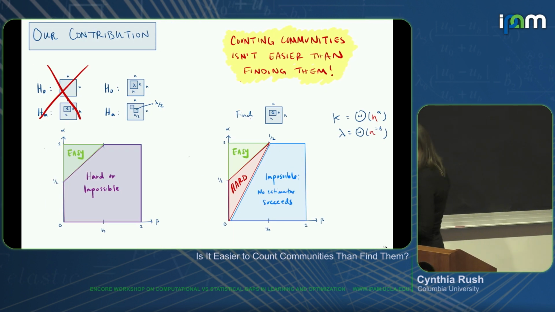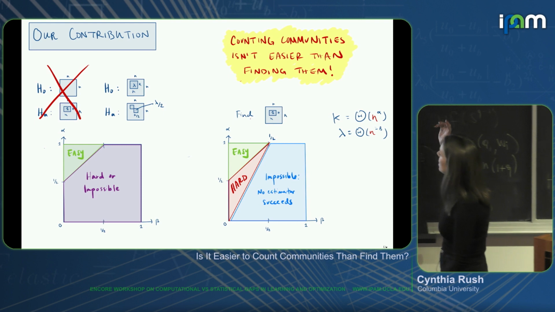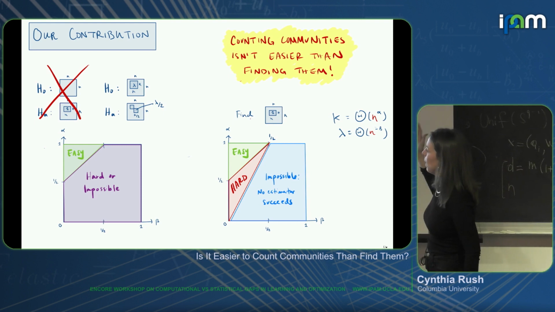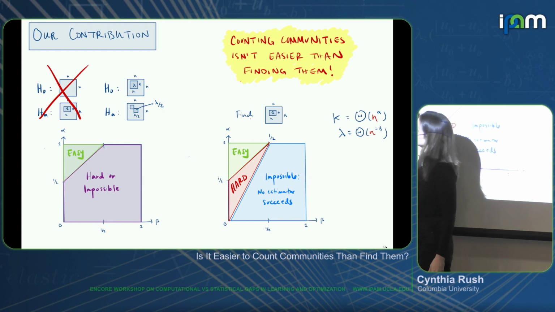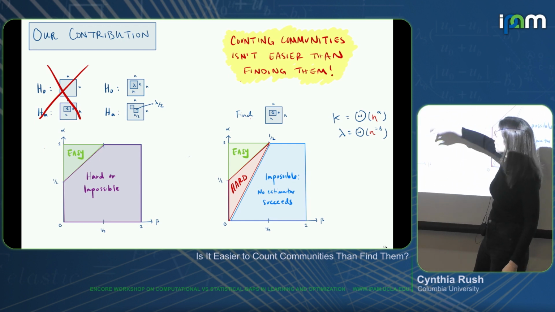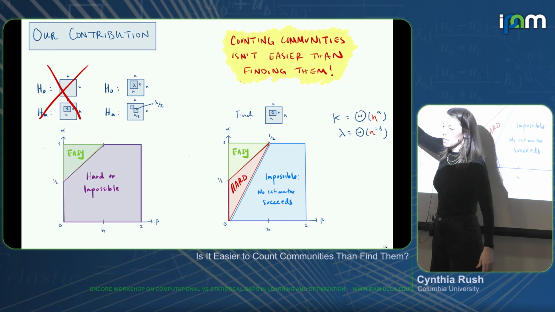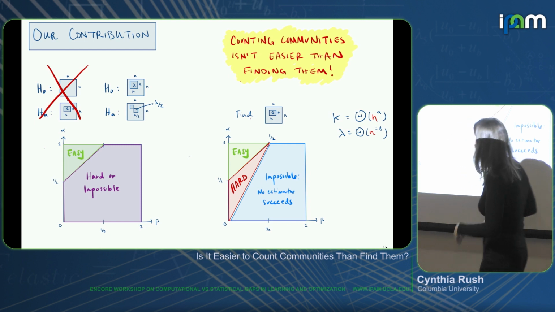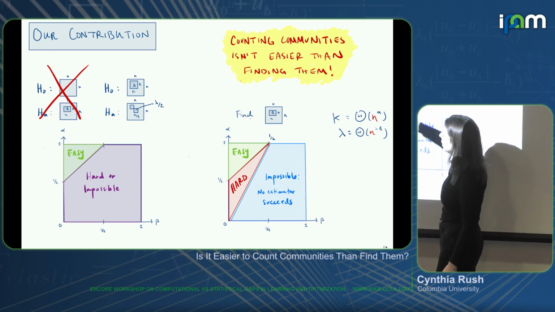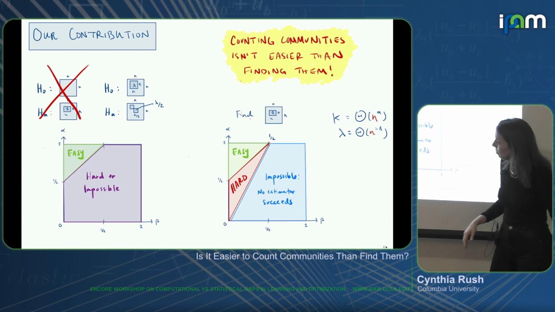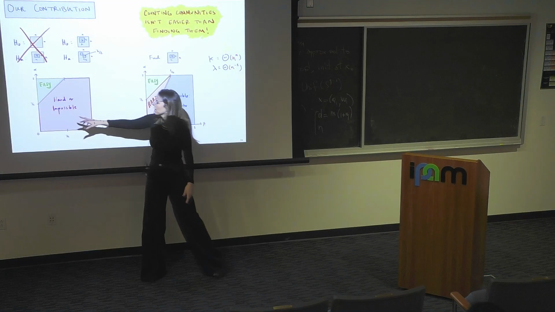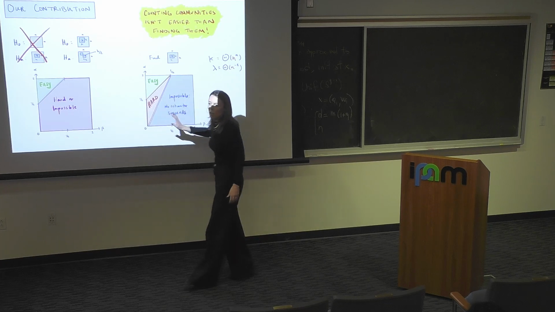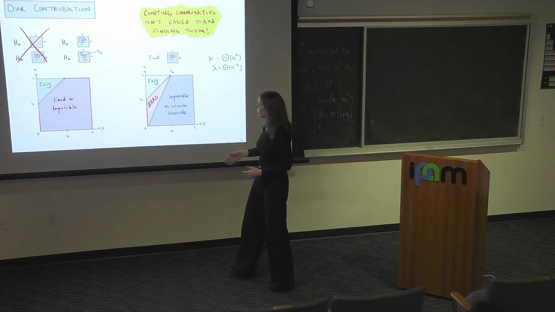Our contribution basically says that counting communities isn't easier than finding them. In particular, if we want to test between one or two communities like we just looked at, then this is the q k squared over n line, and it matches the line for the recovery problem. I'll mention that we believe the hard regime for the counting problem is exactly the same as well. We just haven't been able to formalize it.